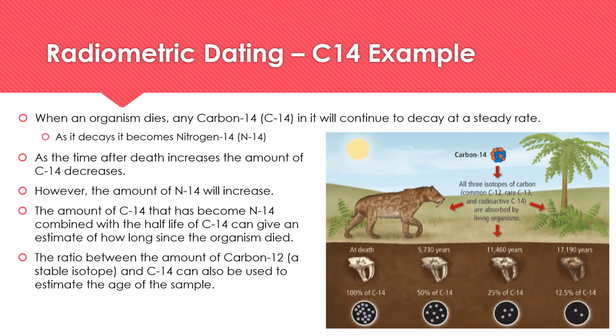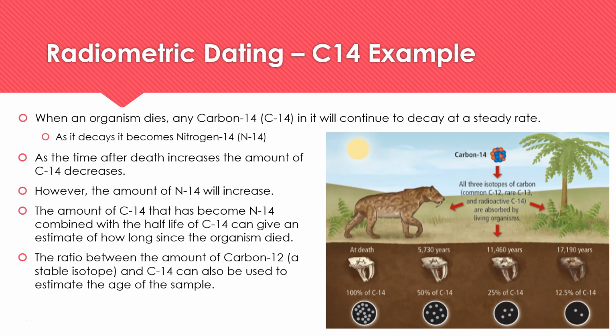A little bit more detail, we'll use carbon-14 again as our example. Let's say an organism dies. If it has any carbon-14 in it, which is completely possible, that carbon-14 will continue to decay at a steady rate. As it decays, it's becoming nitrogen-14, and that's important because we can do one of two things when we want to measure this. We can measure how much carbon-14 is left or how much nitrogen-14 is present.